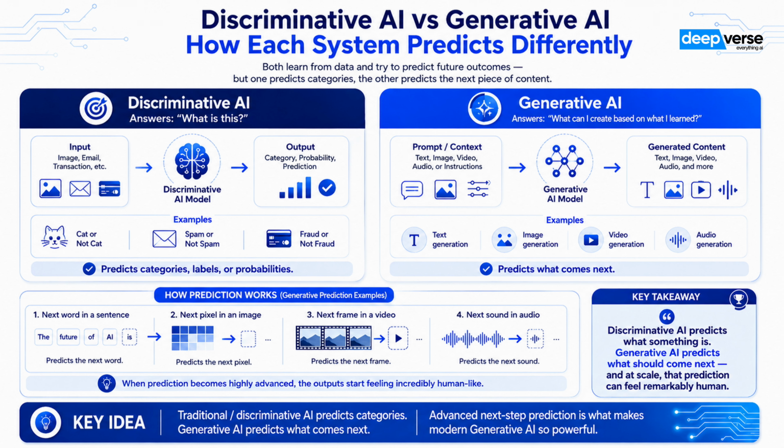For example, the next word in a sentence, the next pixel in an image, the next frame in a video, and the next sound in audio generation. And when this prediction becomes highly advanced, the outputs start feeling incredibly human-like. That's why generative AI feels so magical today. But underneath, it is still learning patterns and making predictions at massive scale. And this evolution from labeled learning to pattern-based generative learning is what triggered the AI explosion that we are seeing today.